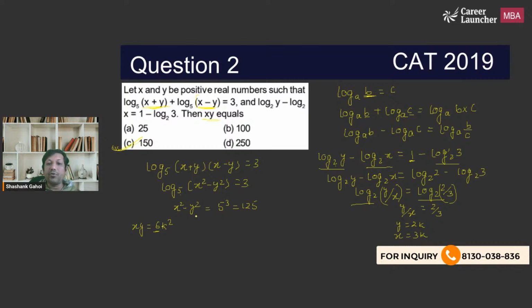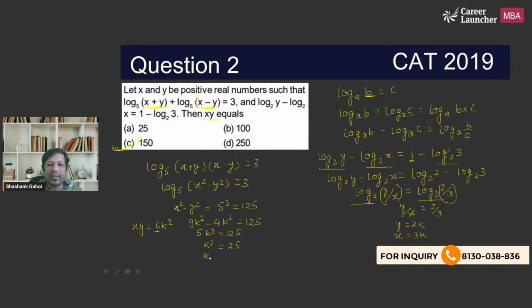Now, what if you want to calculate the value of k? Then how am I going to do it? So I'm going to take x square. x is 3k, so x square is going to be what? 9k square. y square is what? y is 2k, so y square is going to be 4k square, and that is equal to 125. So from here I can say that 5k square is equal to 125. So k square is equal to 25.